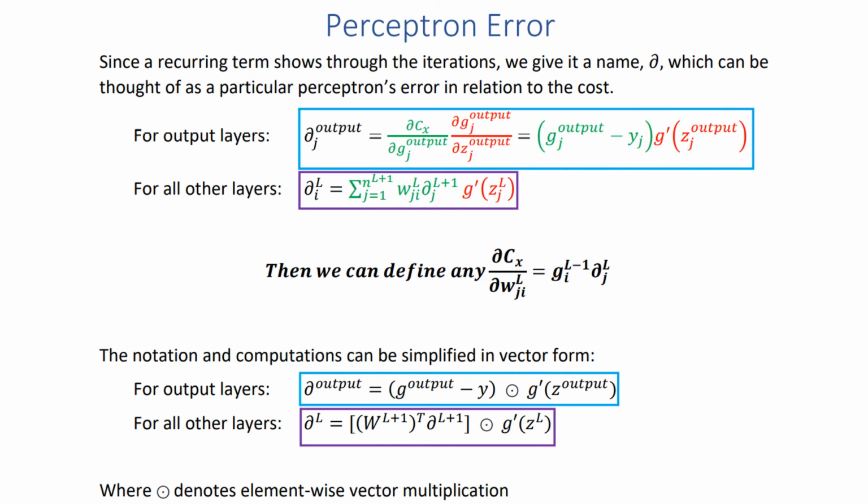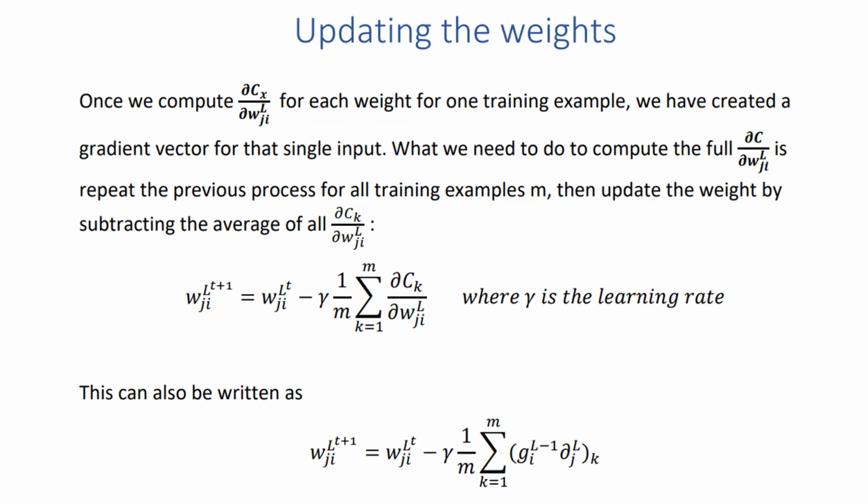And the errors that we find at one layer are actually used to then further calculate the errors at the previous layer. And once you've taken that all the way back to the very beginning of the network, then you've got the derivative of the cost with respect to each weight.